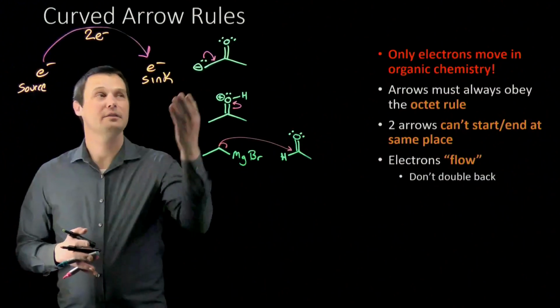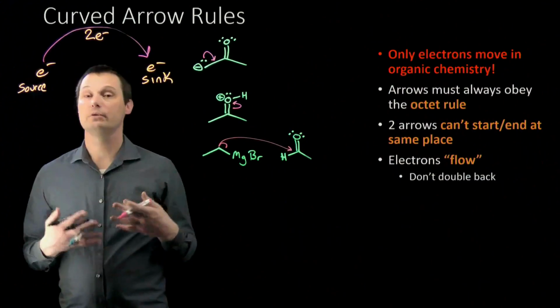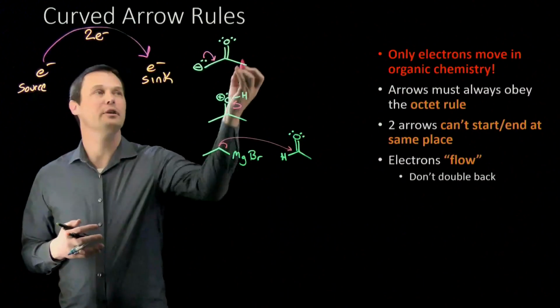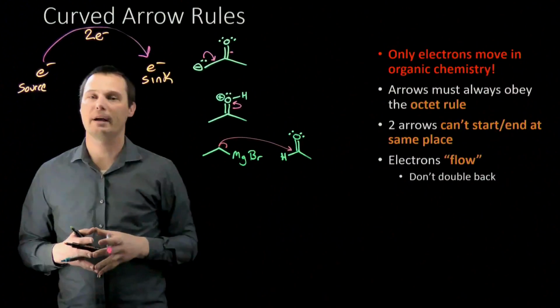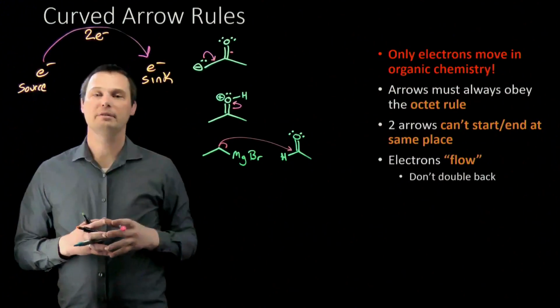The way we will reconcile this for this particular system is to follow our curved arrow rules. We'll start our second arrow at a place of high electron density. That would be the pi bond between carbon and oxygen. And we'll flow those electrons to a place of low electron density.